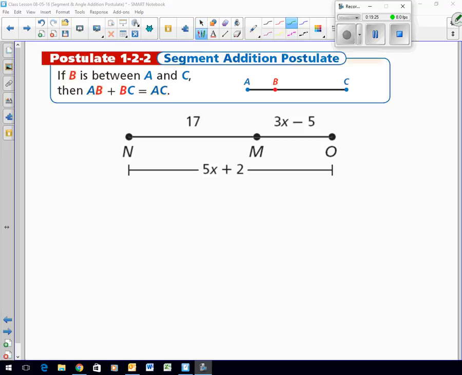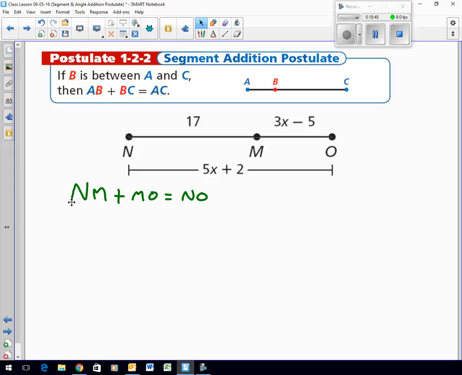N to M plus M to O equals N to O. That's the geometry. Right? That is literally what you wrote down. Segment addition postulate. Correct? The whole thing's a segment. It's broken up into parts. Add the parts together, you get the whole thing. That's all things math.